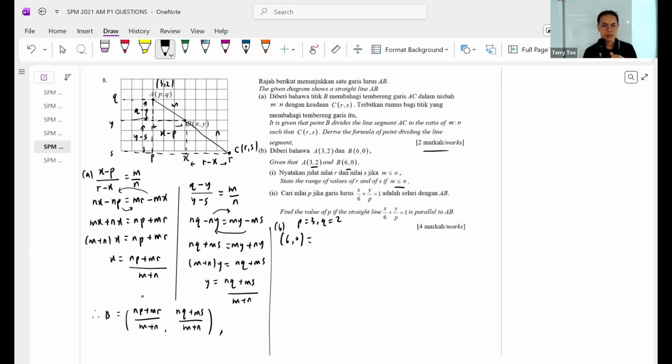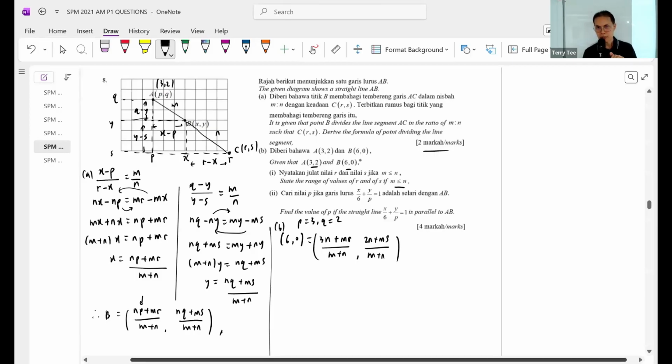Sub inside. P is 3, put 3 inside: 3n plus mr. I don't know what my r is. Divide by m plus n. Do the same for your Q. Your Q is now 2, so 2n plus ms divided by m plus n. Now I am using B. B is now 6, 0. I'm using this formula, sub inside. I know my A is 3, 2, so my P is 3, my Q is 2. So let us compare: 6 equals 3n plus mr over m plus n.